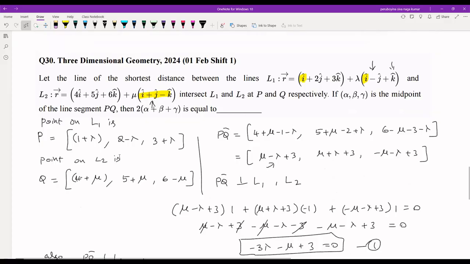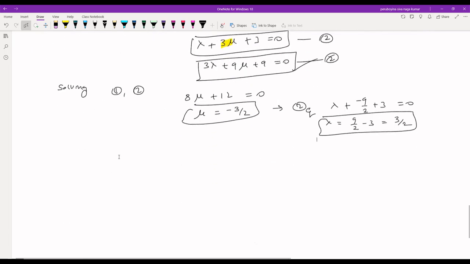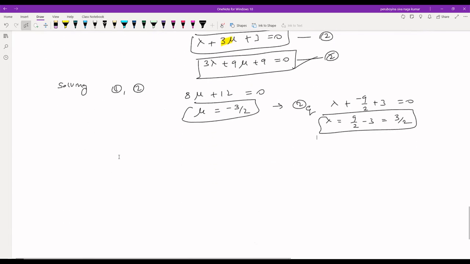So therefore, he is saying that the point of intersection we got, respectively, if alpha, beta, gamma is the midpoint of the PQ segment. Okay, P point and Q point. If you substitute the lambda value, we will get the P point. If you substitute the Q value, we will get mu. Check it again. Mu is minus 3 by 2, lambda is plus 3 by 2. Yes, correct. Let's derive the P point.